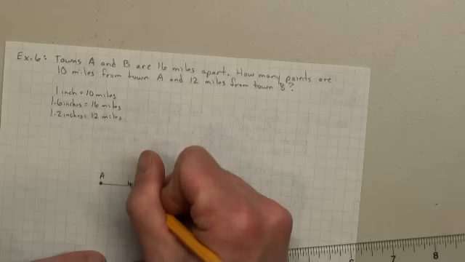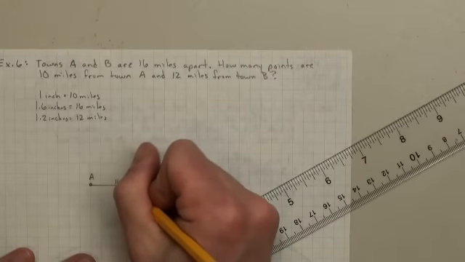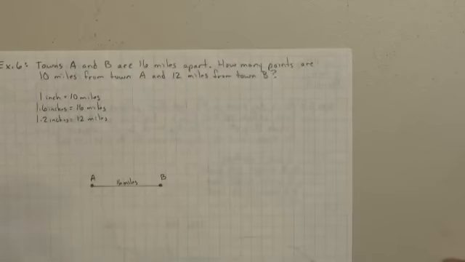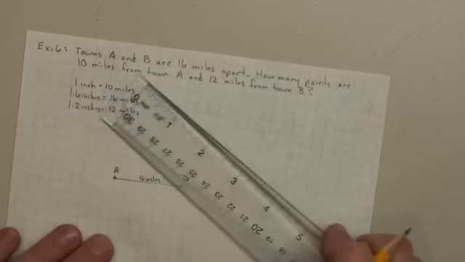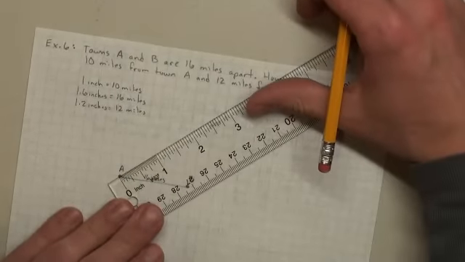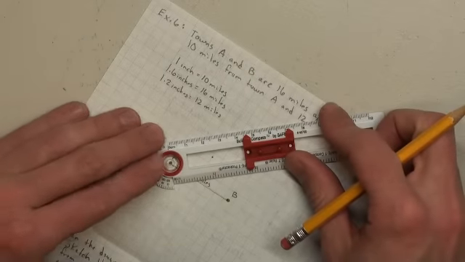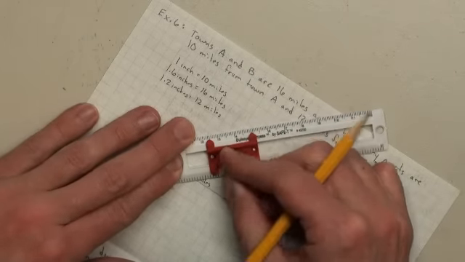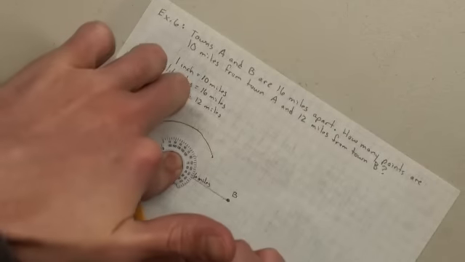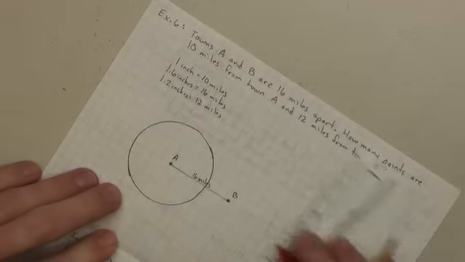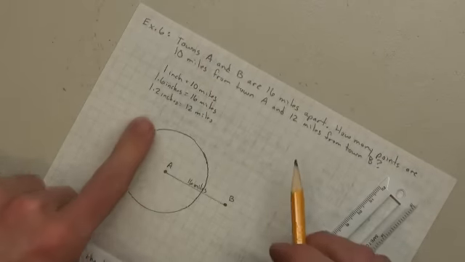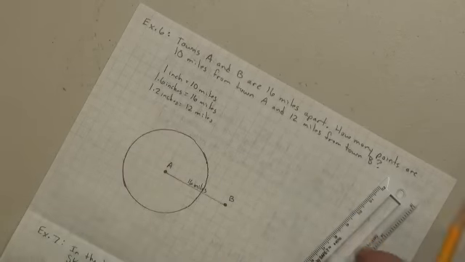I should even draw a line and say 16 miles, not 1.6 inches. Even though that's how long it is, I want to put the miles. This is 16 miles. Now, 10 miles from town A, so 1 inch, because remember 10 miles is 1 inch, so 1 inch from town A, right here. So I make a 1 inch radius circle around town A. And I do a 1.2 radius circle because it's 12 miles from town B.